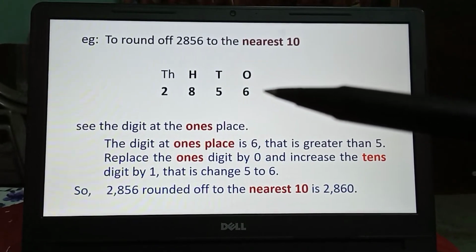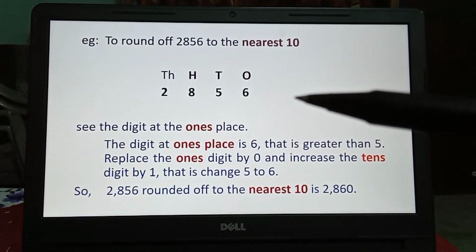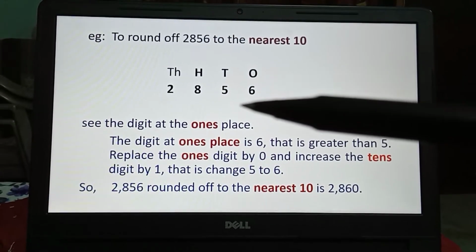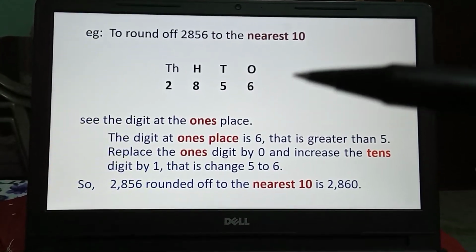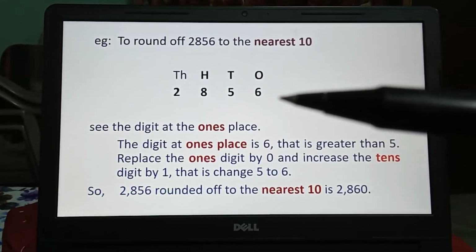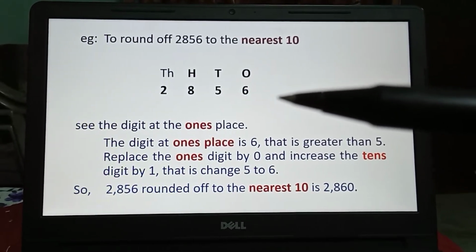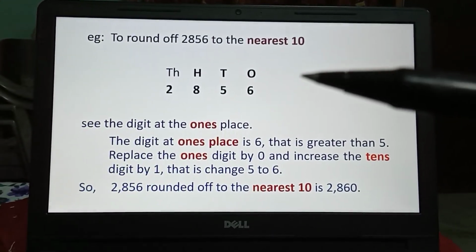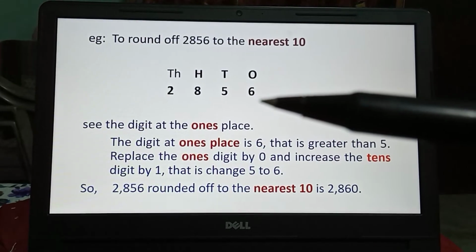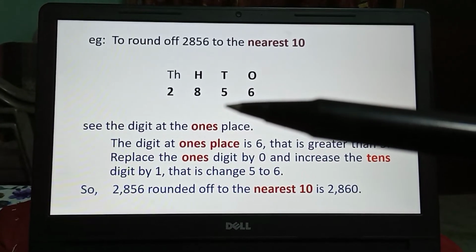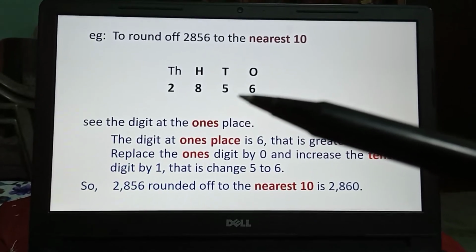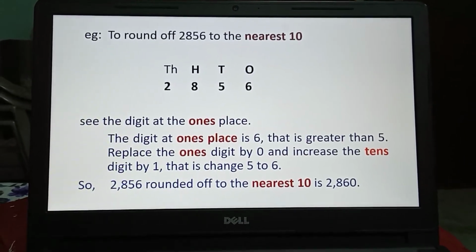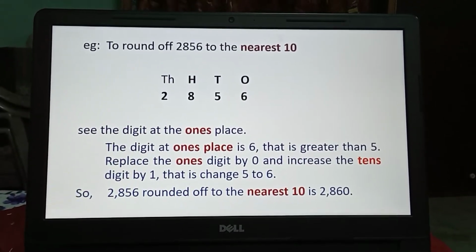So always, children, you have to check the digit which is at the ones place. If the digit at the ones place is less than 5, you will follow rule number 1. That is, the digit at the ones place will become 0 and there will be no changes in other digits. But if the digit at the ones place is 5 or more than 5, we will follow rule number 2. In that rule, what do we do, children? We write the digit at the ones place as 0 and the digit at the tens place will increase by 1. That is, here 6 becomes 0 and this 5 becomes 6. It will be more clear, children, when we do some more questions of the exercises.